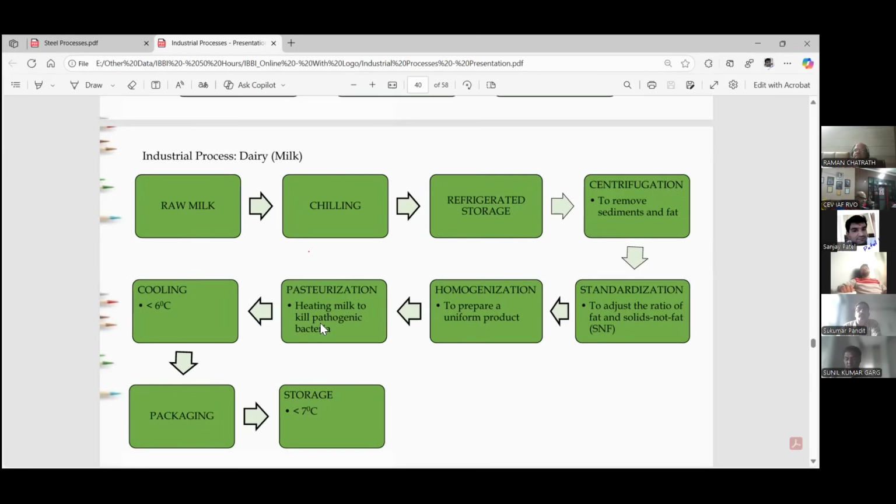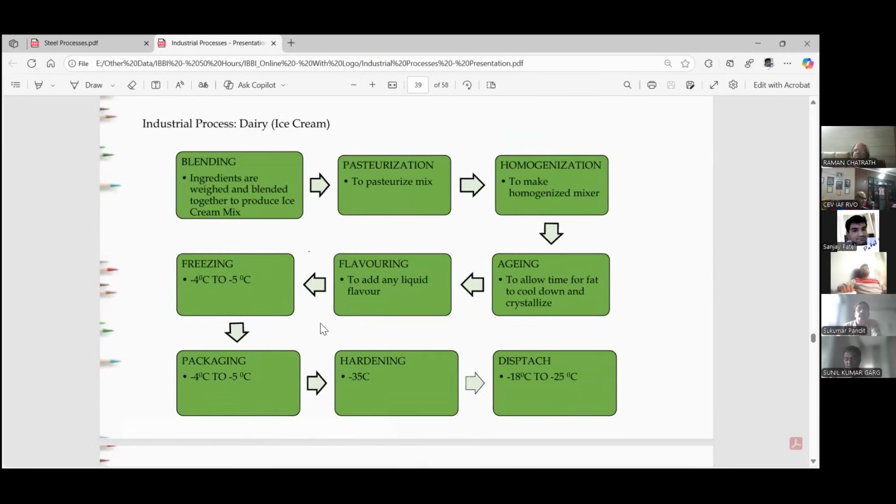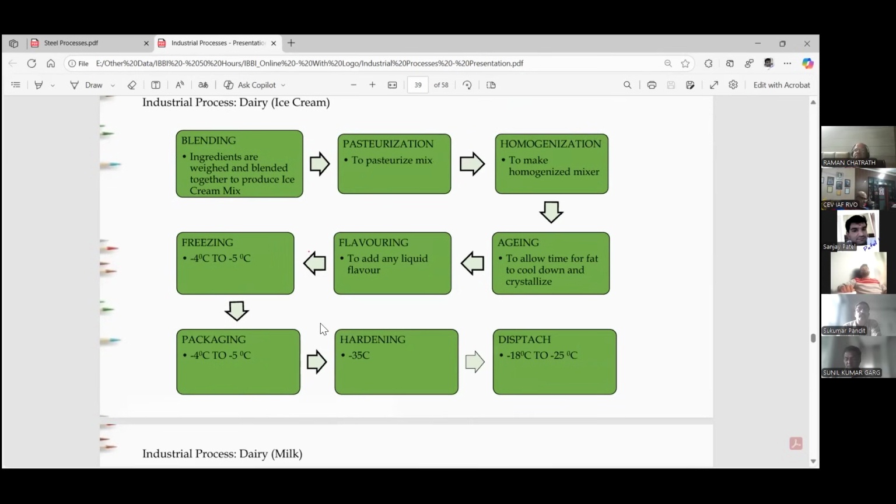Same for ice cream. The first step: whatever ingredients there are are weighed and blended together to produce the ice cream mix. Then it goes for the pasteurization process. Pasteurization is a cleaning process where we kill the microorganisms. Then it goes for homogenization, so that the entire set of ingredients we added gets homogenized.